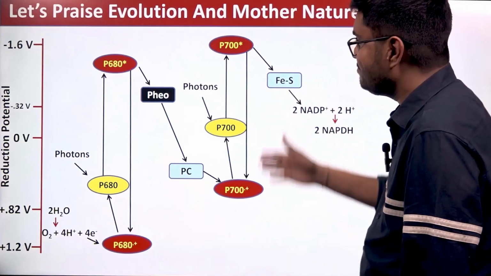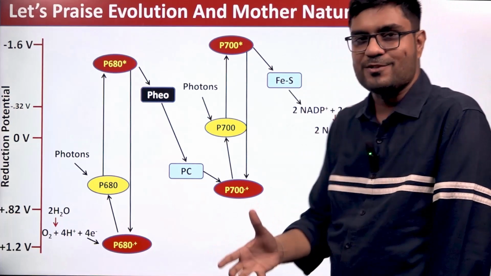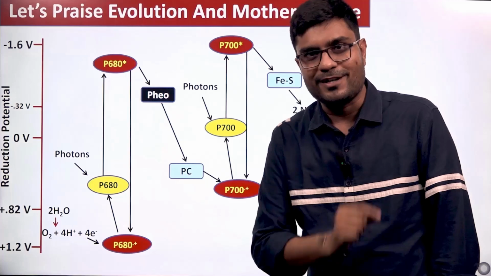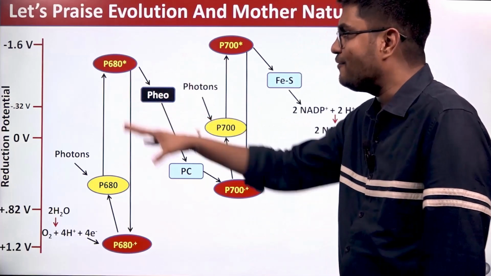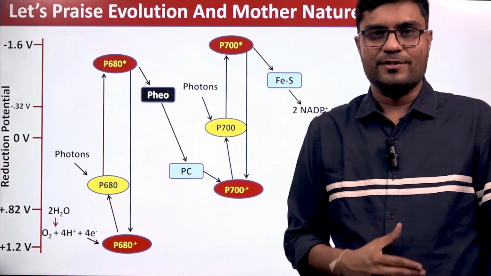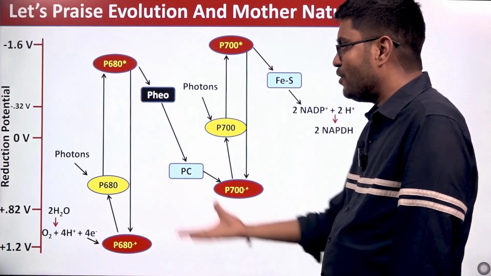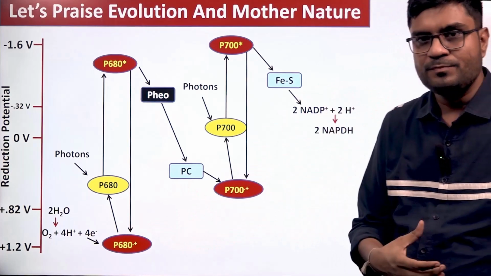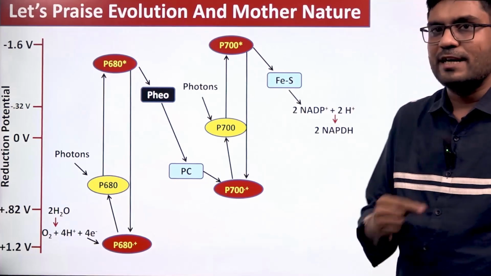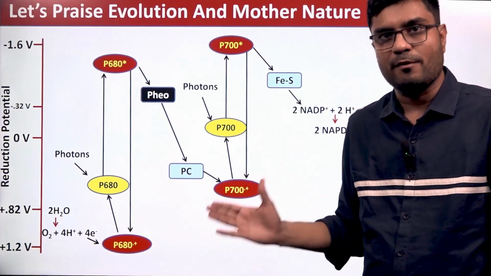This design is looking like a Z. So we call it what? Z scheme. The Z scheme is not a biochemical pathway. It's a graph where the molecules have dynamic values of reduction potential and electrons are being transported from water to NADP+. Now there is a number problem and we have to understand how we are going to solve that particular number problem.